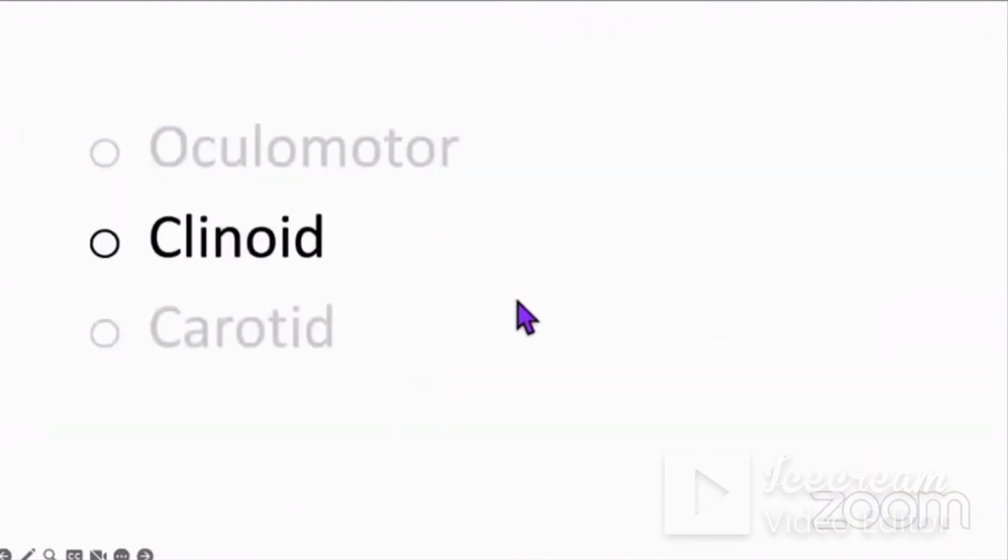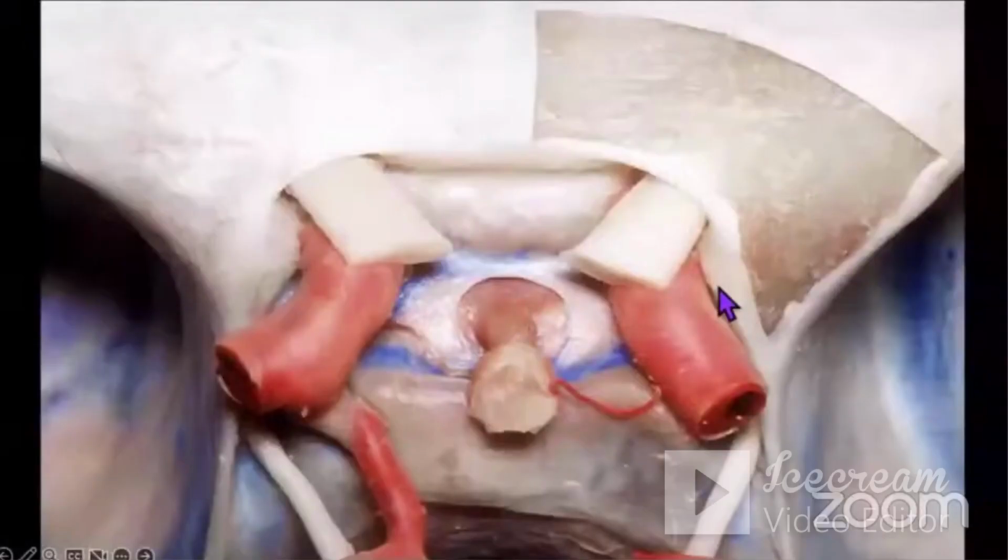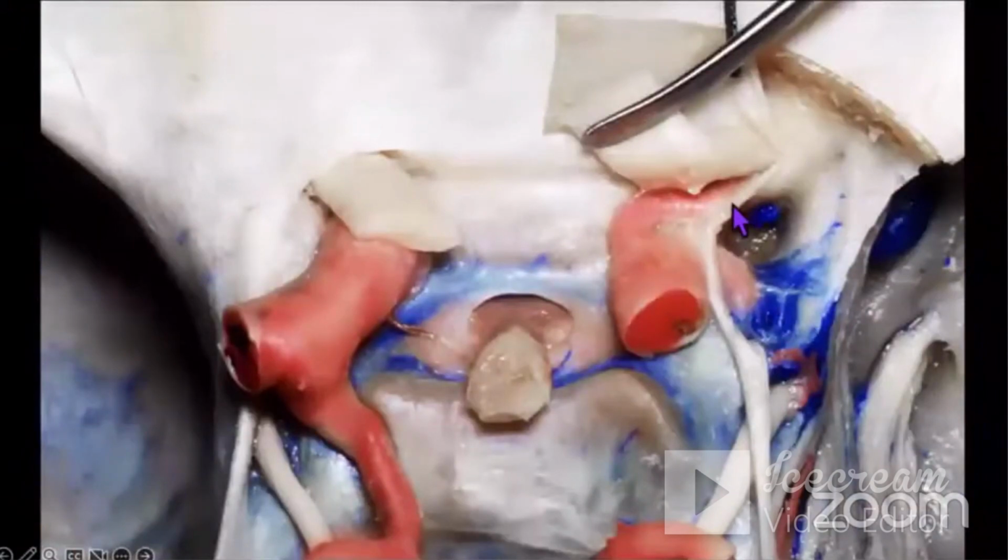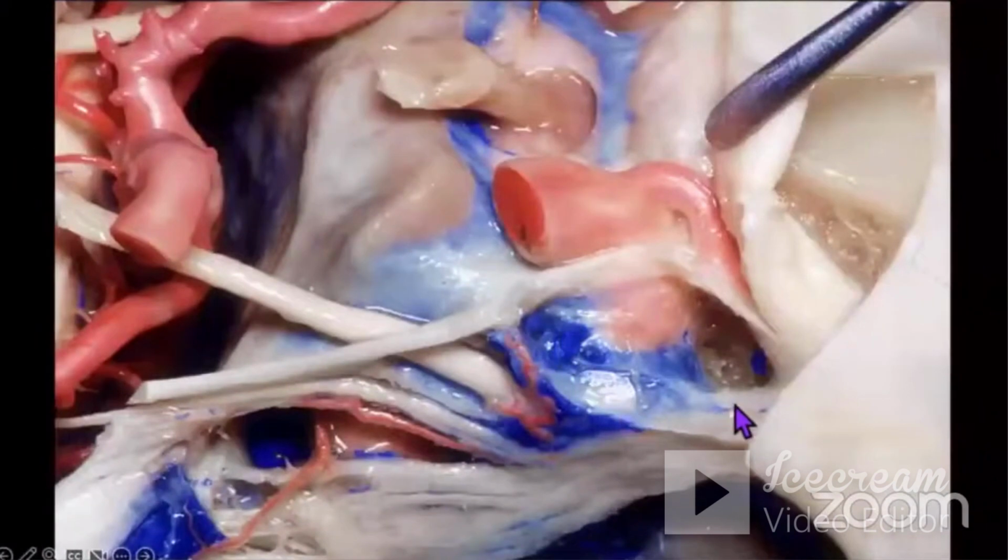In relation with the clinoid segment, this is the clinoid segment below the anterior clinoid process. So in order to see the clinoid segment, we have to remove the anterior clinoid process. But it is better to understand this anatomy in the lateral view. So we can see here the pituitary stalk, the diaphragm, the supraclinoid carotid artery, ophthalmic artery, optic nerve. And we can see the shape of the anterior clinoid process.